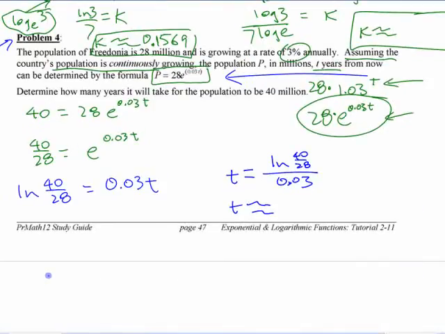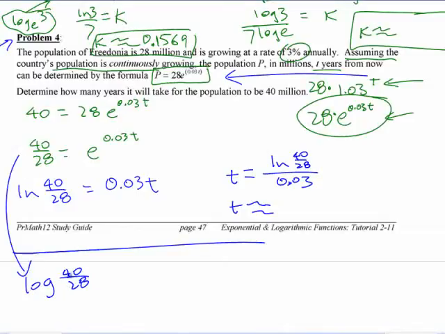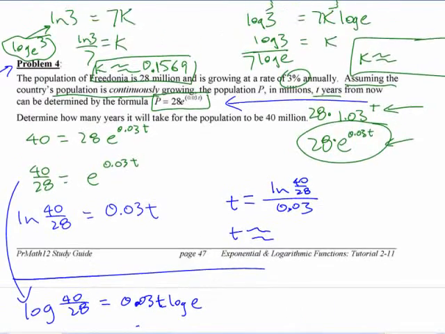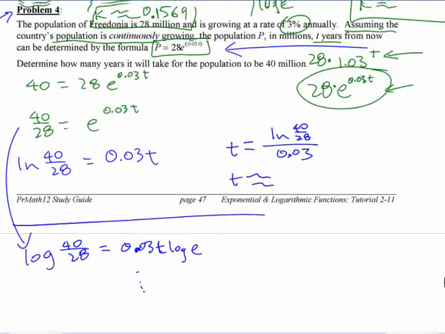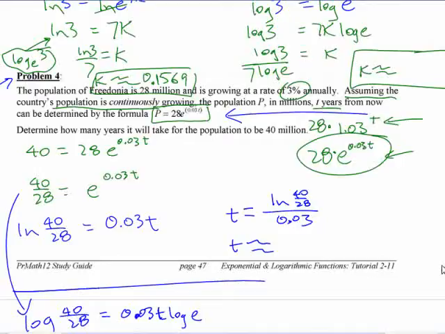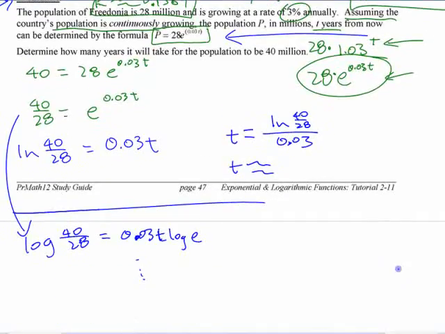If you did it the other way, you'd end up with 0.03 t log e, and you'd have log of this, right? And then you continue down and solve it the way you always have, okay? So we're not going to freak out about base e, right? It's not a big deal, not that much different.